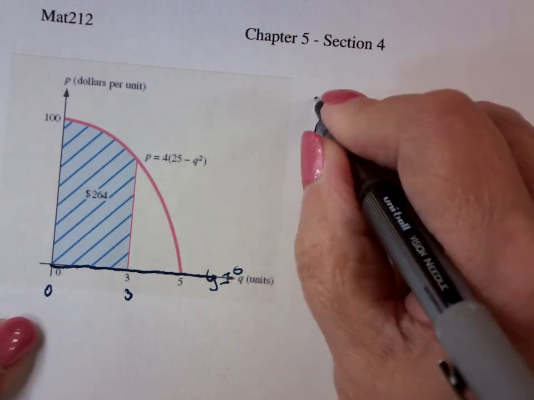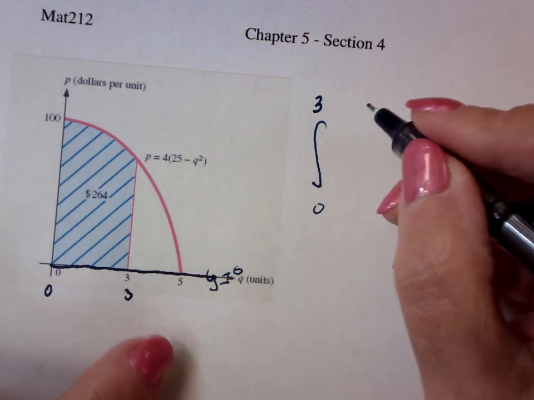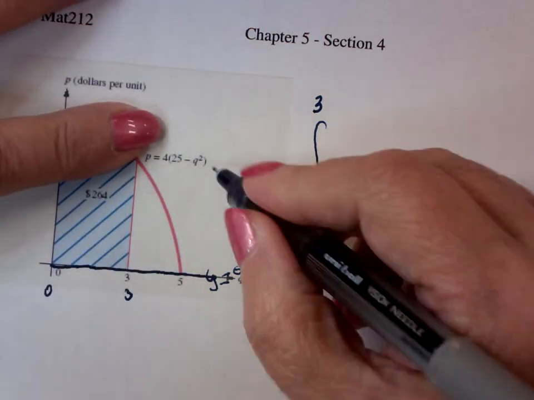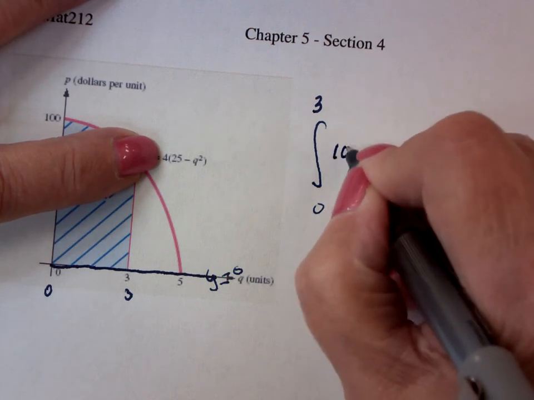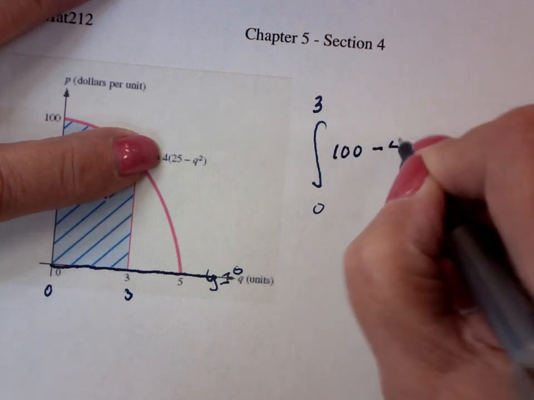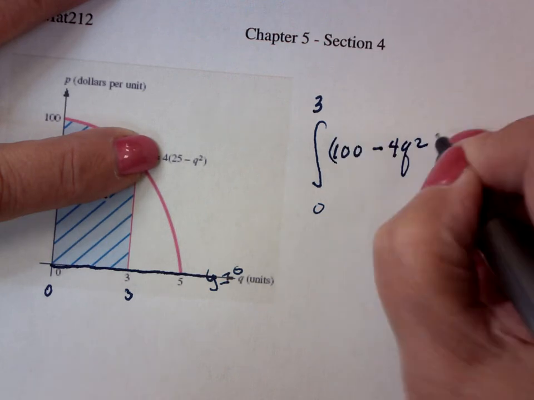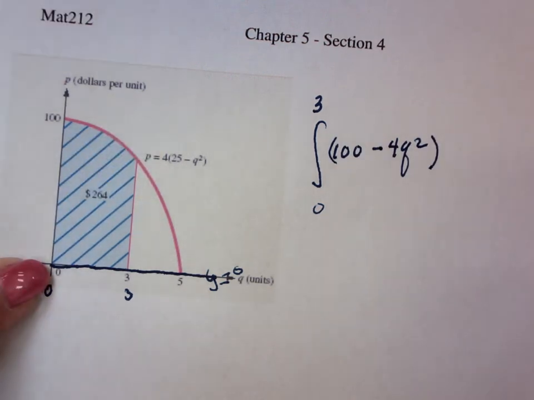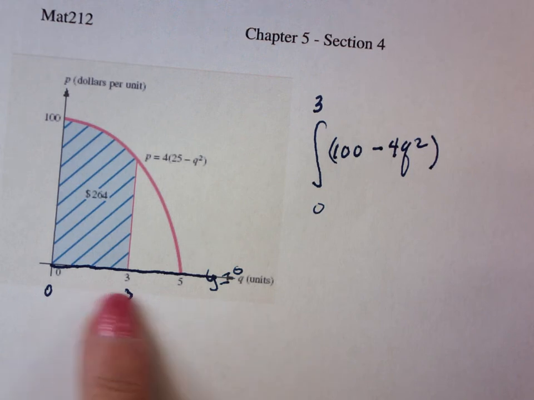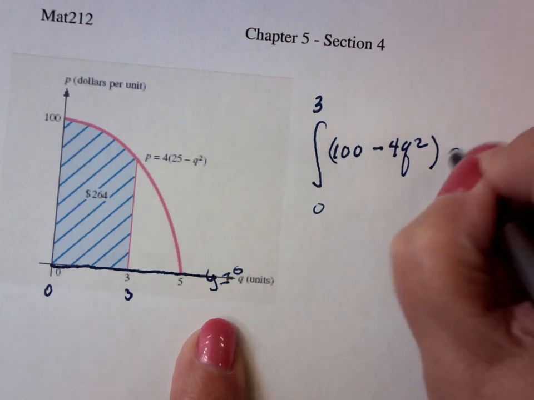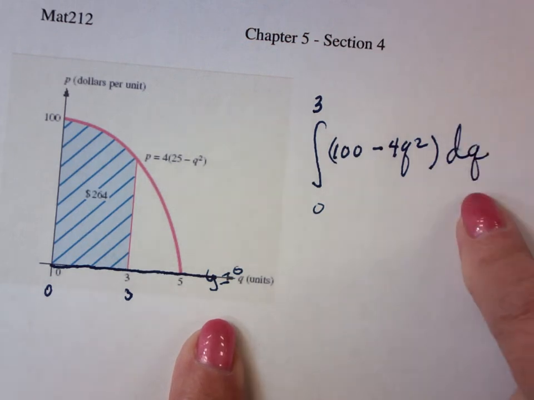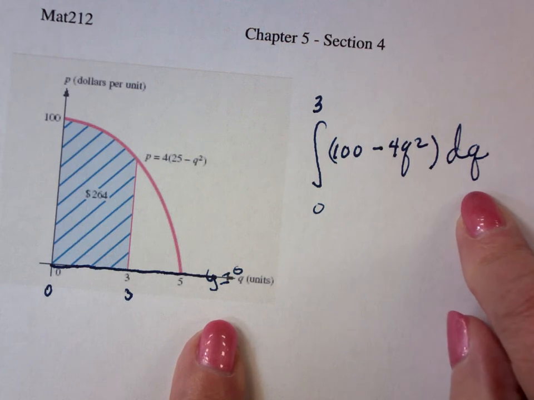0 to 3. The upper curve is, well, let's multiply by 4 because otherwise it's going to drive me crazy. So it's going to be 100 minus 4q squared. And that would be minus 0 because the lower curve is 0. So as long as it's the x-axis, you don't have a lower curve, really. You do, but it don't. dq. Remember, this is a dq because that is the variable of integration.